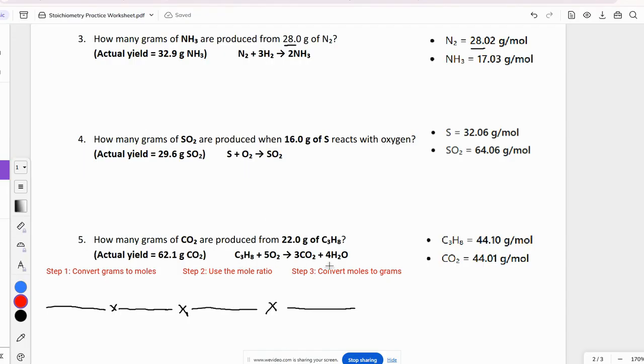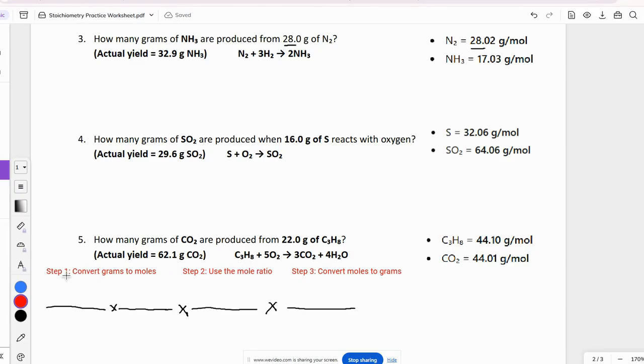All right, so this is not all the same, it doesn't have the same mole ratio. So this is propane, C3H8. Remember there's no number here, but that means 1 mole of propane is going to react with 5 moles of oxygen. It's a combustion reaction, burning, to create 3 moles of CO2 and 4 moles of H2O, water.